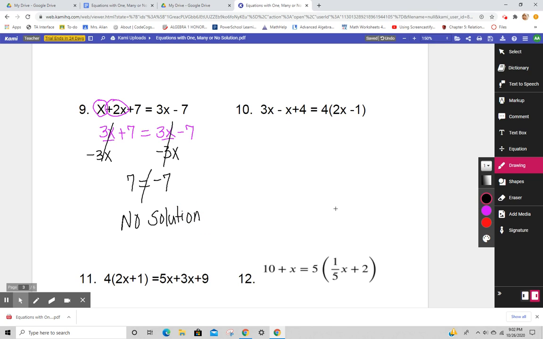So if you see this pattern, these two numbers are the same, the x terms are the same, but the numbers are opposite of each other. You should know that it's going to be no solution.